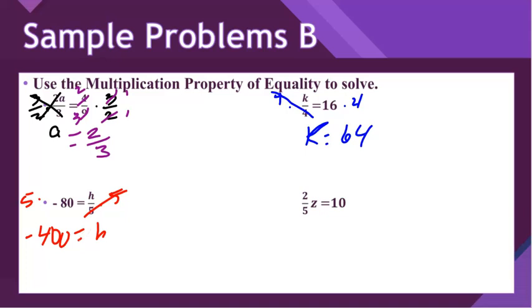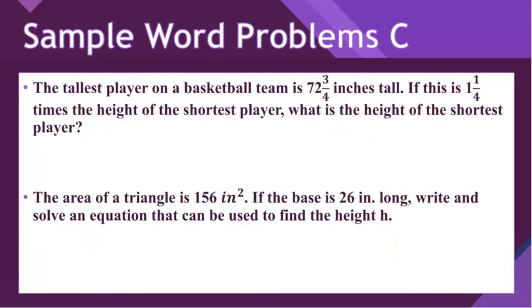And this last one here, 2/5 times z equals 10. Multiply by the reciprocal, and do that on both sides. And z is going to equal, divide 2 here, divide 2 here, 5 times 5 is 25. So z is going to equal 25. And our last problems, these are word problems.